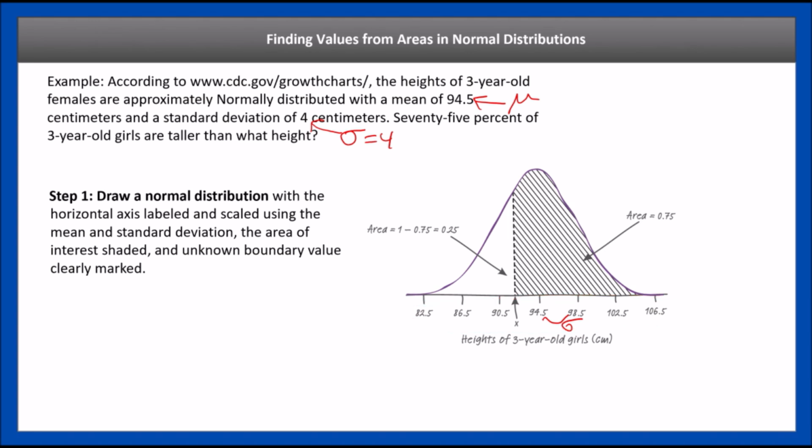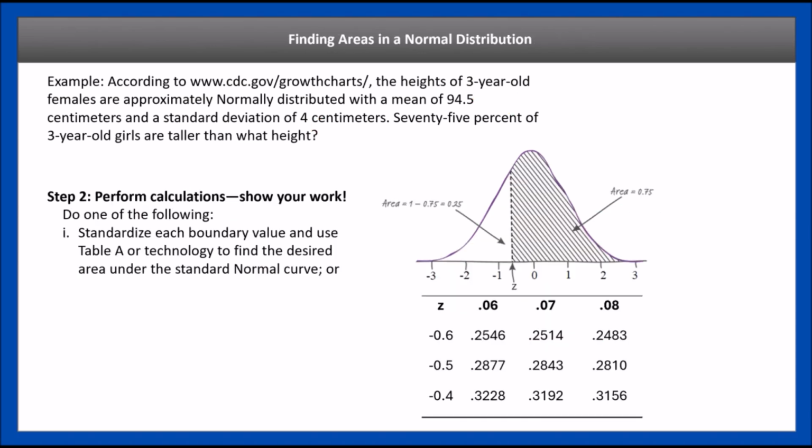Next we mark what they want. They said 75% of 3-year-old girls are taller than one height. We don't know what the height is here on the x-axis, so we're just going to say it's x. But we know that it has to be somewhere where the area to the right, where it's taller, is 75%. So we have to work backwards in order to get what x is. Since this is the area to the right, the area to the left has to be 0.25, since it has to add up to 1. We're going to use this area to look up in the z table, table A, in order to get the z-score.